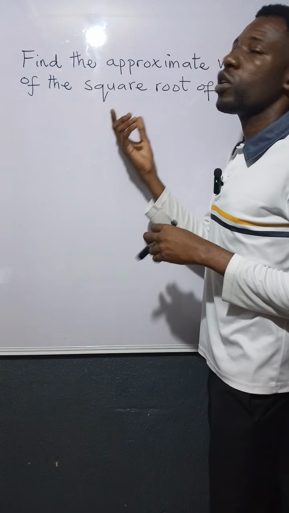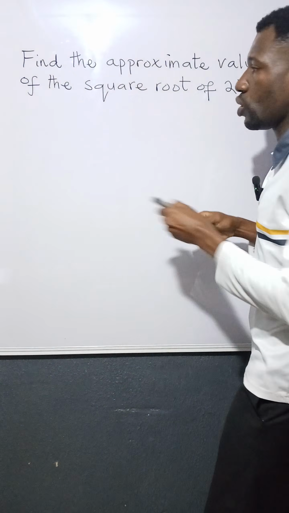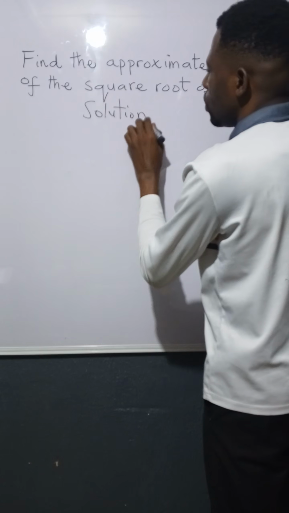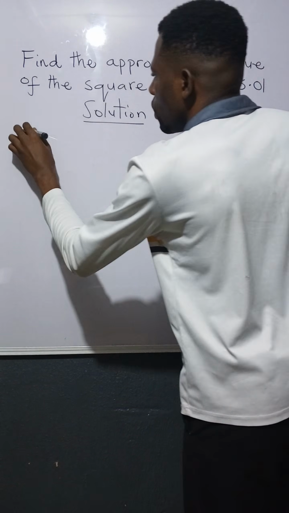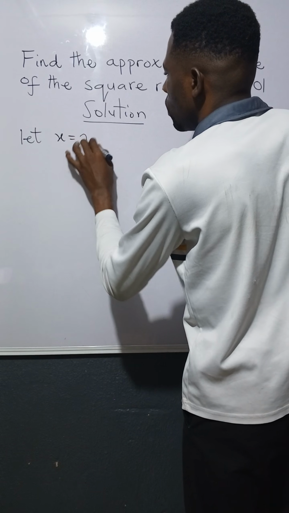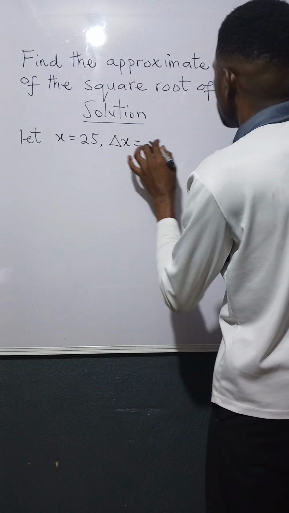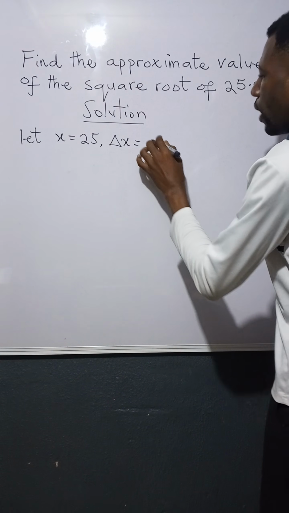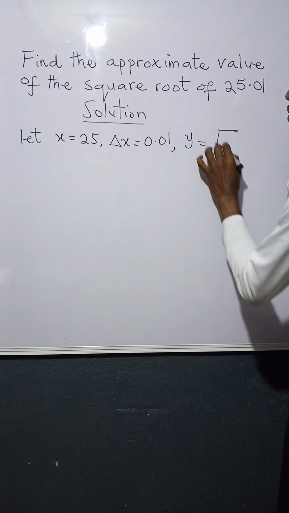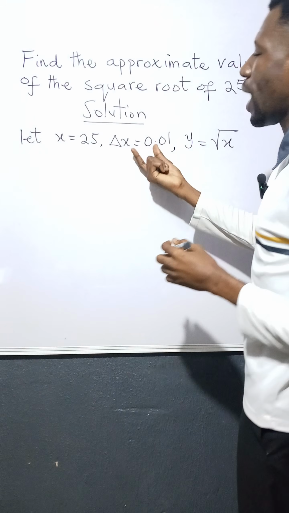Now let me show you how to find the approximate value of the square root of 25.01 without using a calculator, using differentiation. Okay, so we have solution, one of the applications of differentiation. So the first thing we are going to do is say let x be 25, then change in x. Let's take it to be the decimal 0.01, and let our y be equal to the square root of x. So anything we get, we'll add it to this small change.